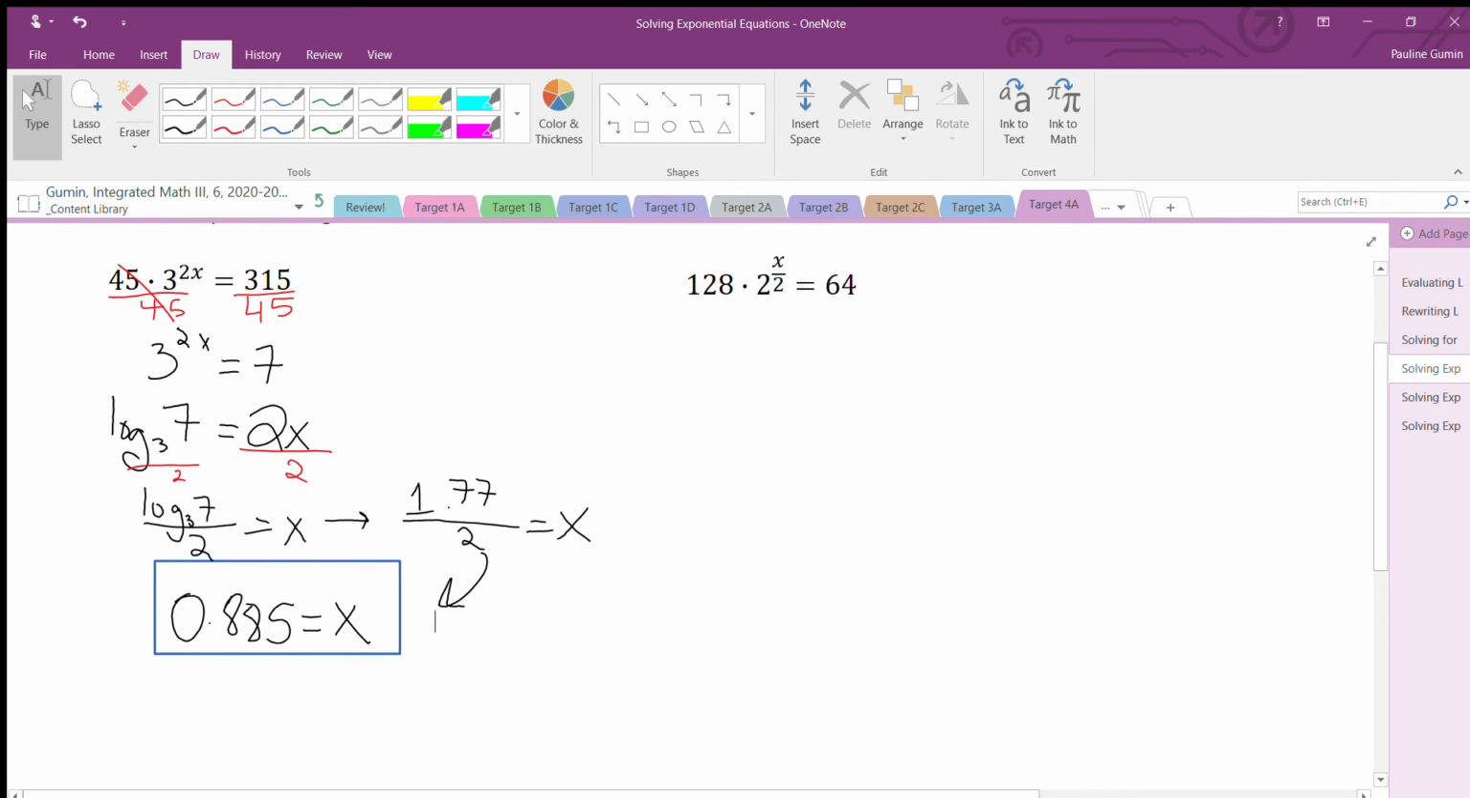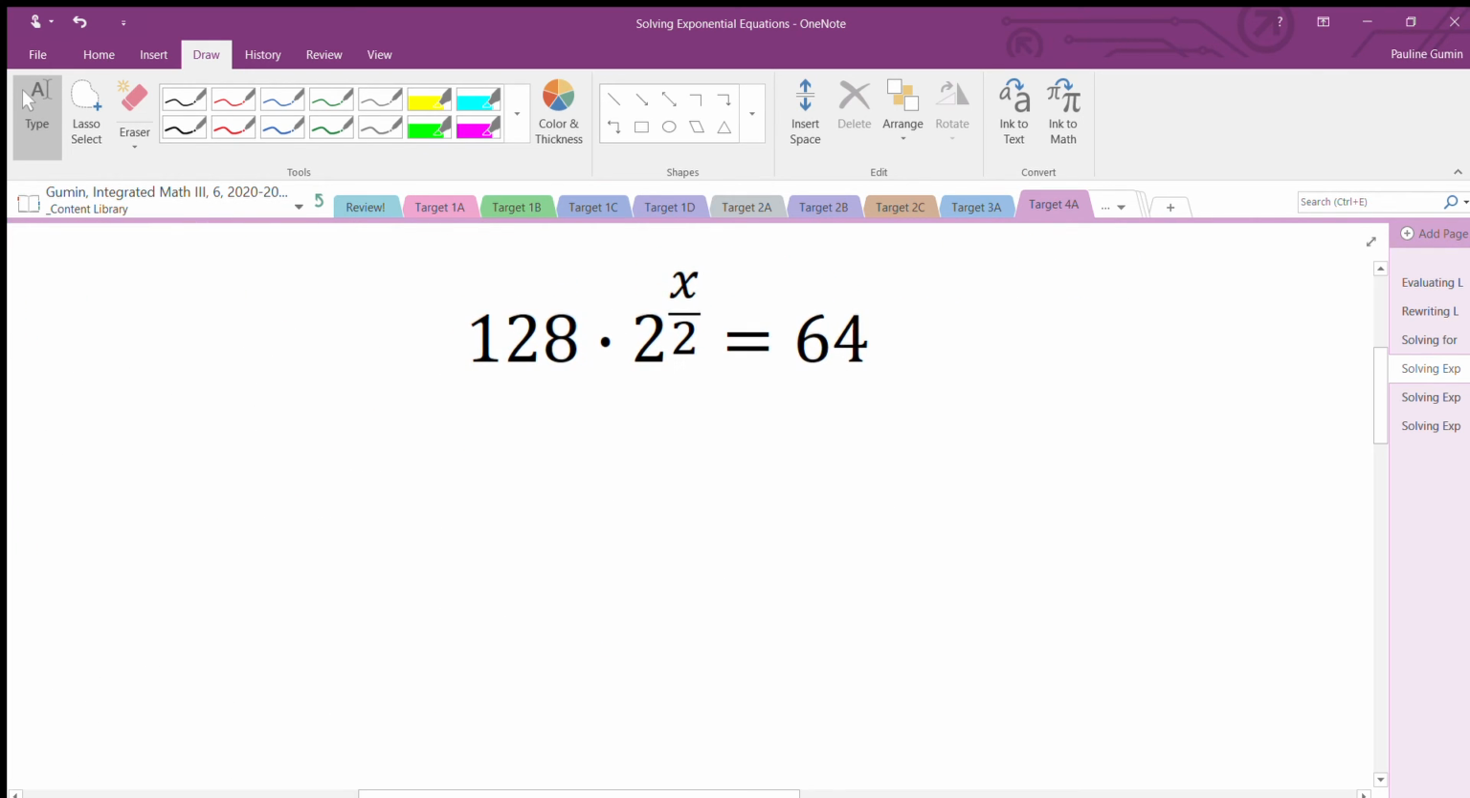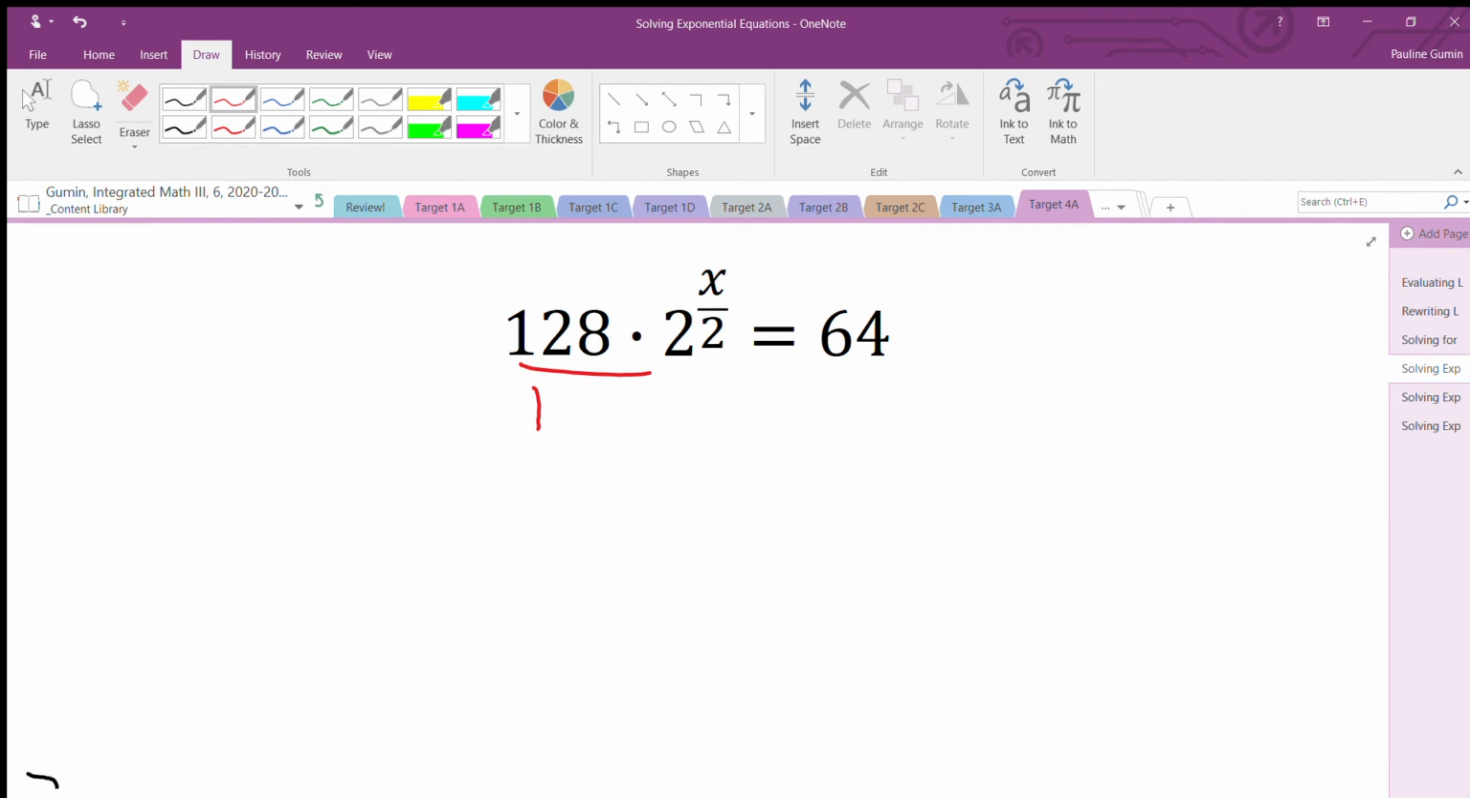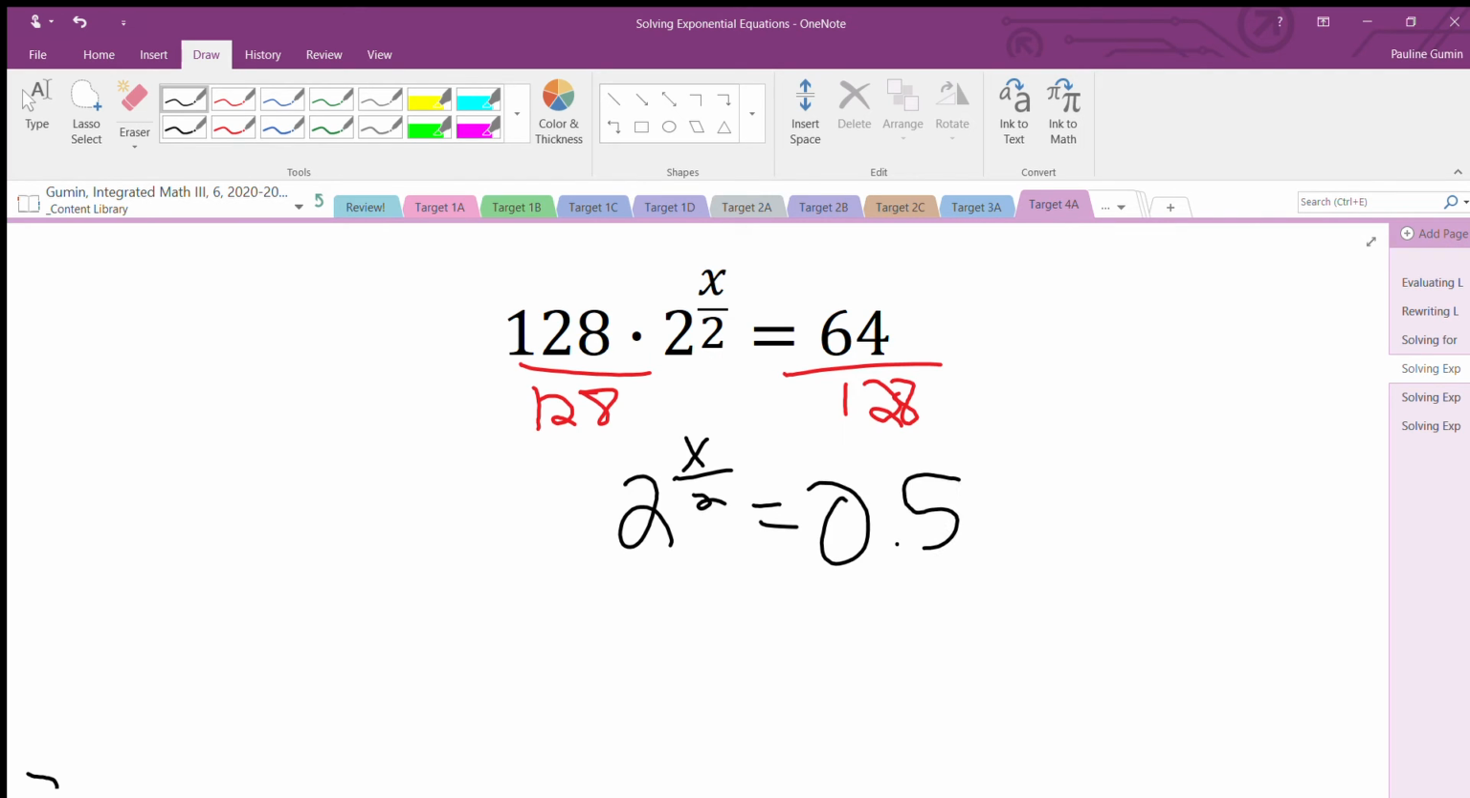Right, let's try the next one out. Okay, same idea. We need to get rid of that 128, so let's divide out that 128. Okay, so I have 2 to the x over 2 equals 1/2 or 0.5. Now we have an unknown in the exponent. Let's turn that into a logarithm. We get log base 2 of 1/2 equals x over 2.